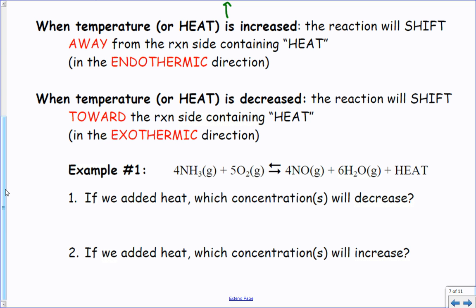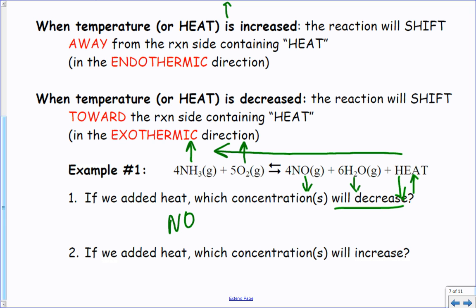So, number 1, if we add heat, which concentrations will decrease? If I add heat, I go away from what I add. Everything on the left will go up. Everything on the right will go down, even the heat. So I added heat, I did my LeChatelier. What will decrease? My NO, my H2O, and my heat.